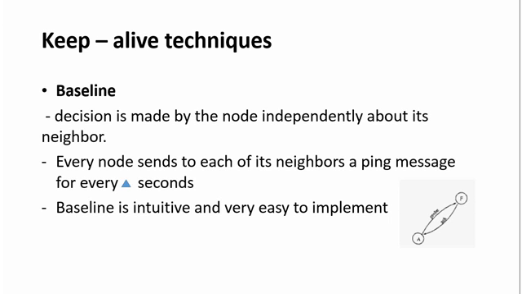These are some of the keep alive techniques which are used in detecting the failure of the nodes. Baseline. In baseline, the decision is made by the node independently about its neighbor. Every node sends to each of its neighbors a ping message every delta seconds. Baseline is intuitive and very easy to implement. The figure shows that there are two nodes, and one sends a ping message and an acknowledgement is received.